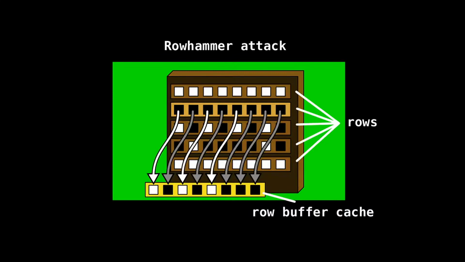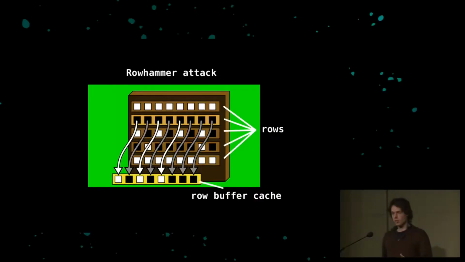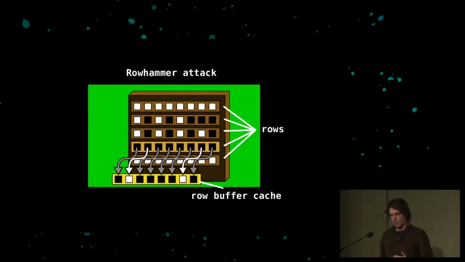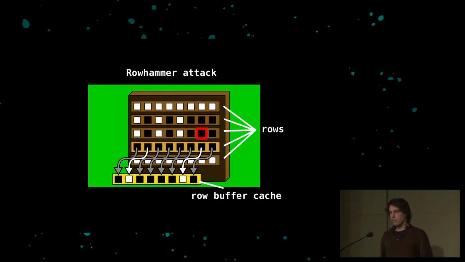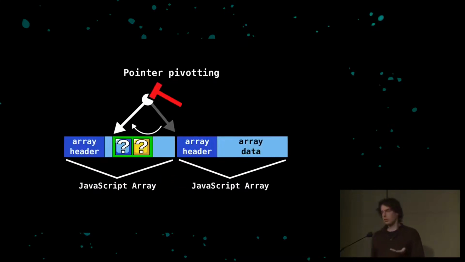The problem is that this creates some interference, and if you do this in quick succession at specific locations, then after a while some bits may flip in neighboring rows. That's what we use to flip a bit in a pointer, allowing us to get a reference to this object and basically taking control over the process. So that's the second attack.